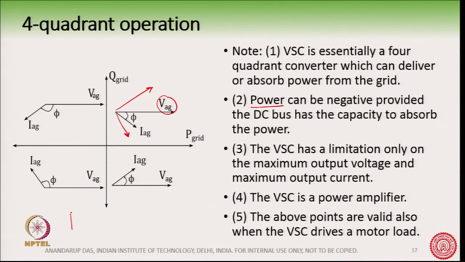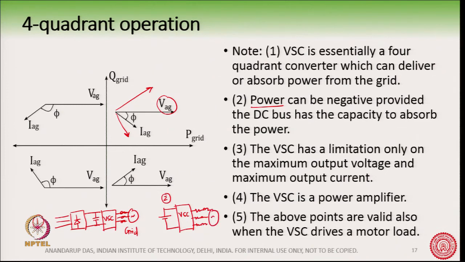So, here we have to be careful that when you connect a VSC, there are 2 possibilities. One is that you connect a VSC with a rectifier, and then you have this L filter, and then you have the grid. The second possibility is that you have a DC source, a battery for example, or some form of a DC source, and then you have the VSC, then you have the filter, and then you have the grid.